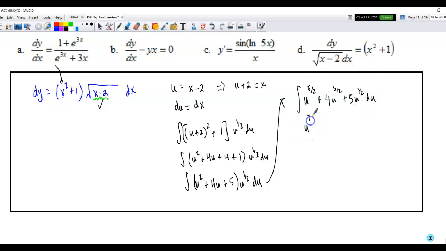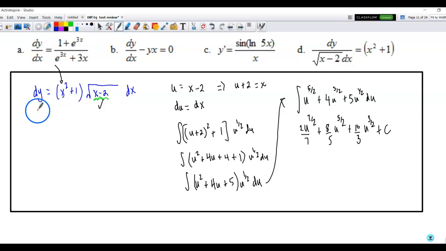Now I'm going to integrate, and that'll give me u to the 7/2 multiplied by 2/7, plus u to the 5/2 multiplied by 2/5 times 4 would be 8/5. Be careful. Let's not do the 5 yet, because we have to do the power. U to the 3/2 times 2/3 times 5 would give me 10/3, plus c. That is the reversing by the power rule.